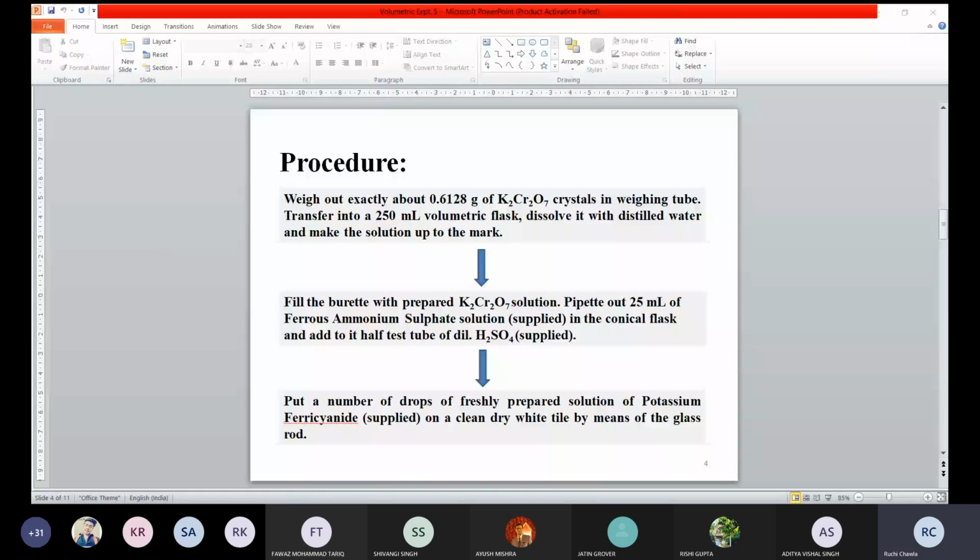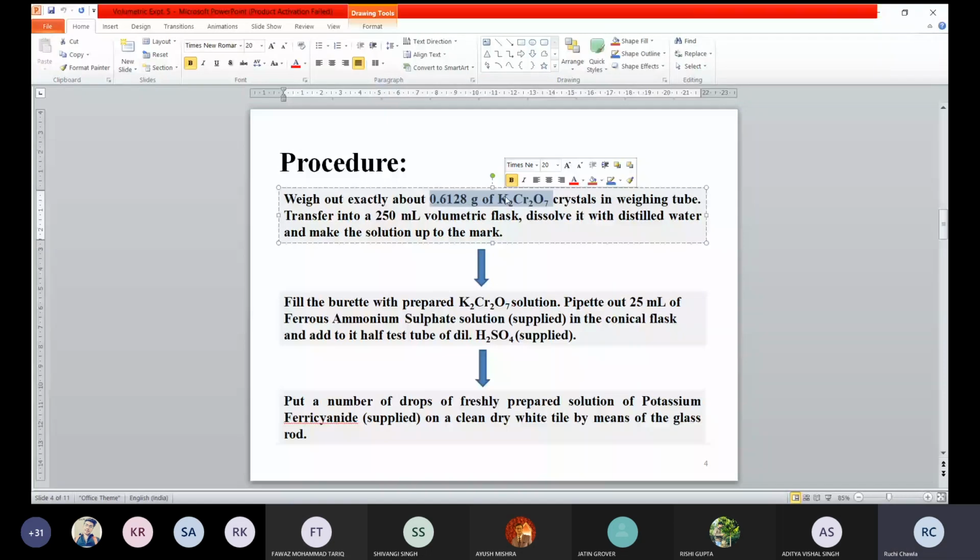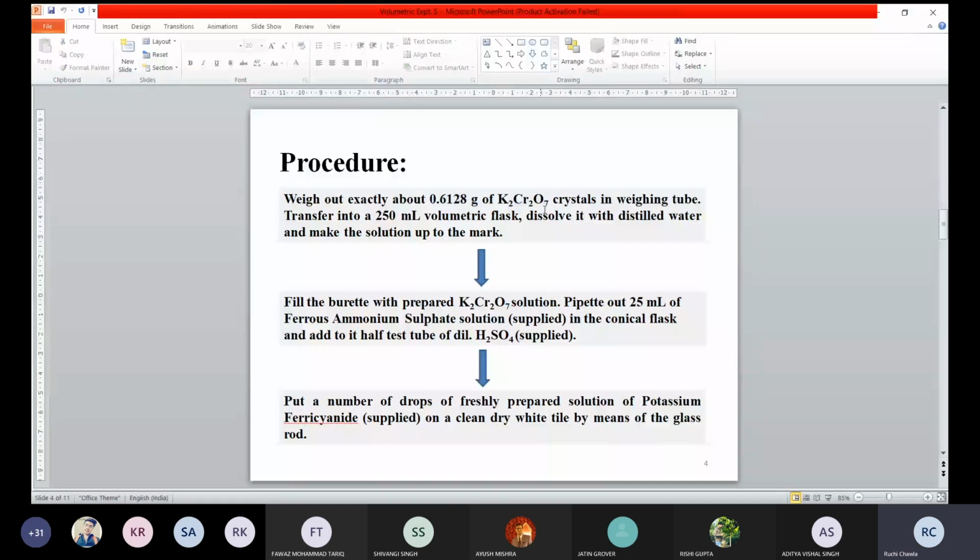So in this case, since the reaction is taking place between potassium dichromate and ferrous ammonium sulfate, that means we have to prepare a known solution of potassium dichromate. By this time you all are familiar with how a known solution is prepared, so very quickly I'll be going through the steps. You will weigh out exactly 0.6128 gram of potassium dichromate crystals, orange crystals, and transfer it to a 250 ml volumetric flask, dissolving it with a minimum amount of distilled water at first, and then making it up to the final mark. For a homogeneous solution, you will stopper the volumetric flask and simply invert it once or twice, and a homogeneous solution will be prepared. This I have discussed in detail in the previous classes.